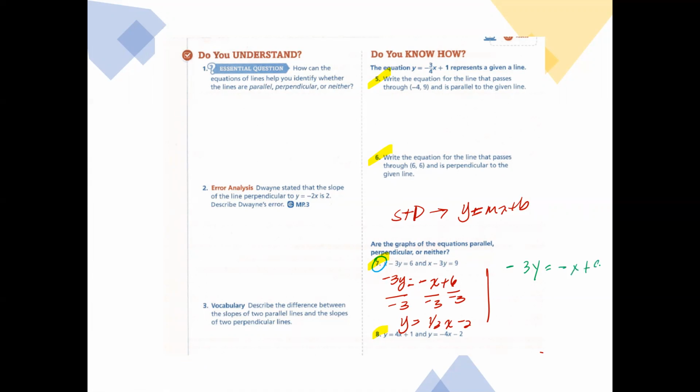Negative x plus 9. We are going to divide by negative 3 on everything. And I have y is equal to a positive 1/3 x minus 3. If you look at the slope, they are the same, therefore they are parallel.